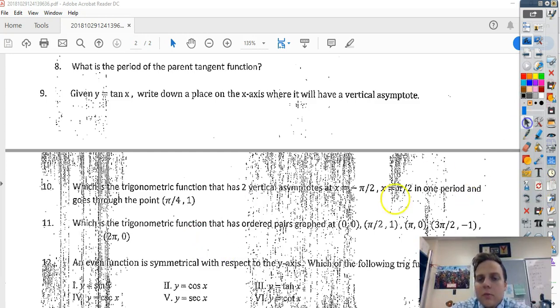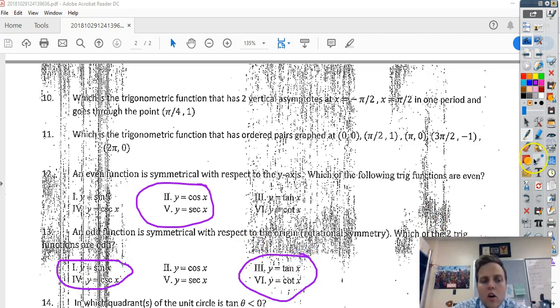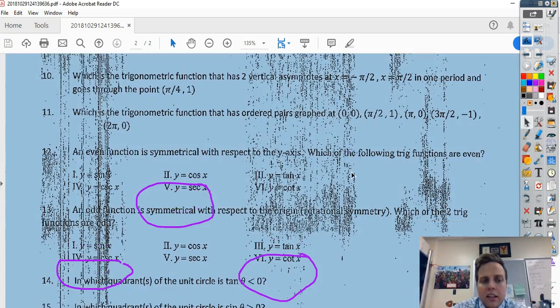All right, the next question really says, which ones are even? Which following trig functions are even? Only 2 are even. That's cosine and secant. The other 4, this question is wrong. It says which of the 2 trig functions are odd. That's not true. Which of the 4 trig functions are odd? All the other 4 are. All right. So that was 12 and 13.